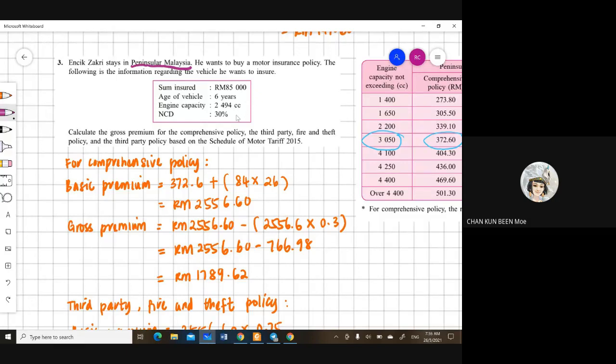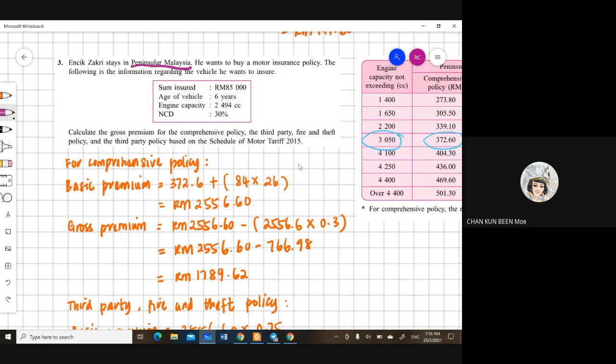The NCD is 30%. Okay, they ask you to calculate the gross premium for the comprehensive policy, the third party fire and theft policy, and the third party policy based on the schedule of motor tariff 2015. The schedule I've already pasted on the right. Later on, I will show you how to do that.